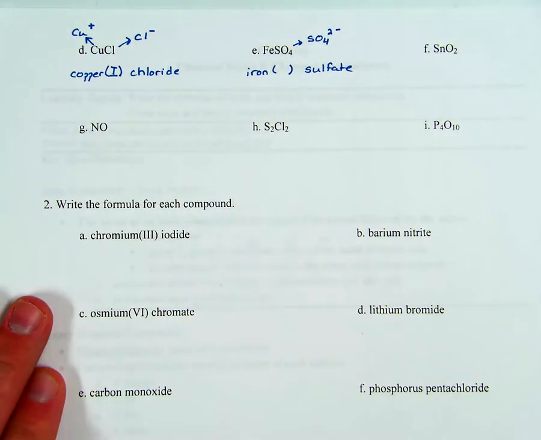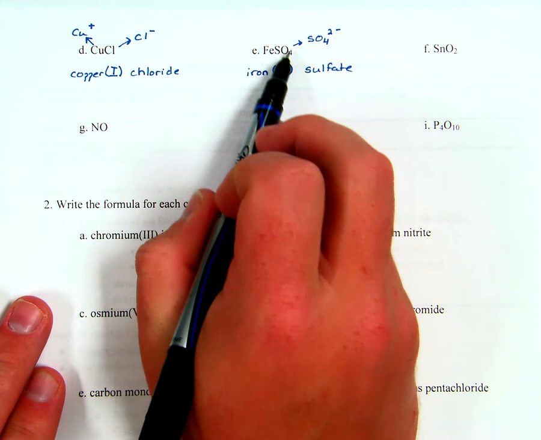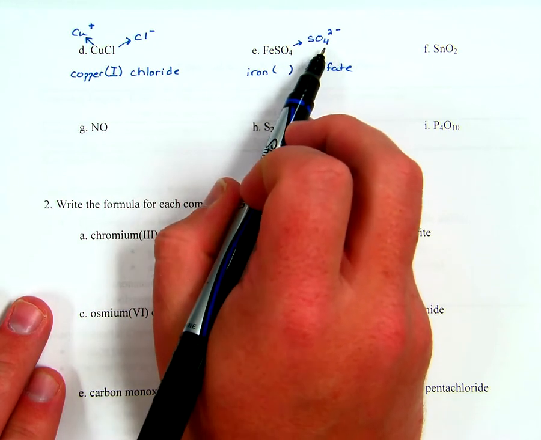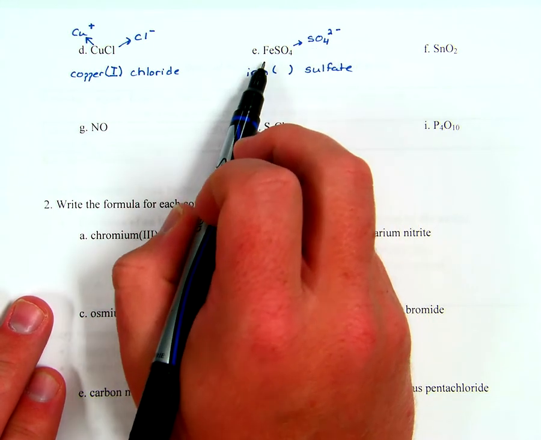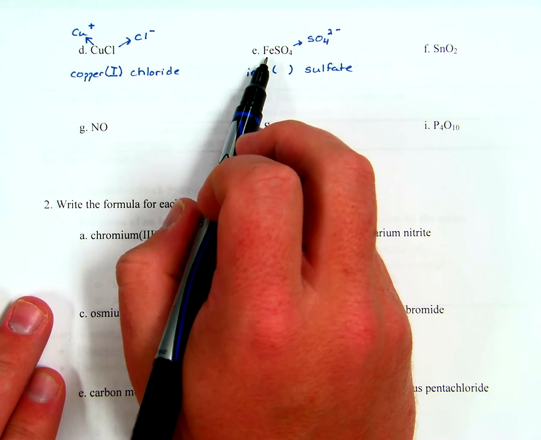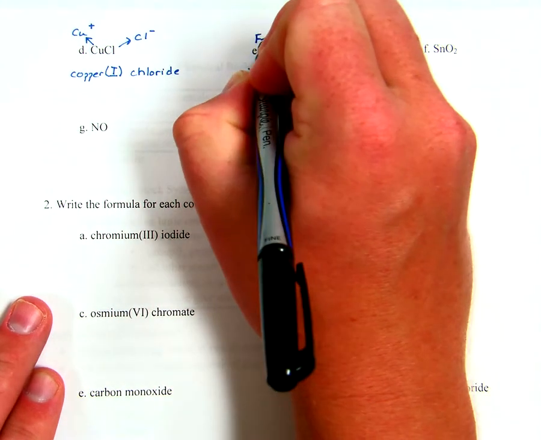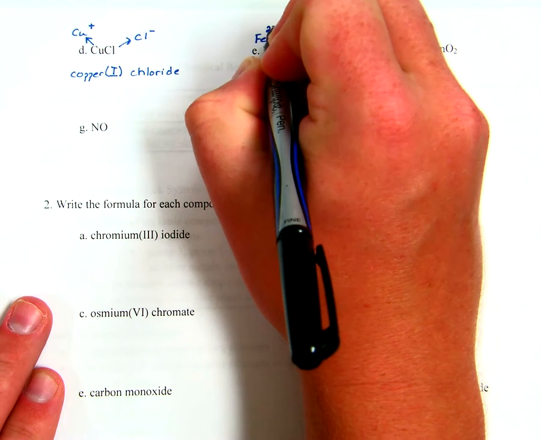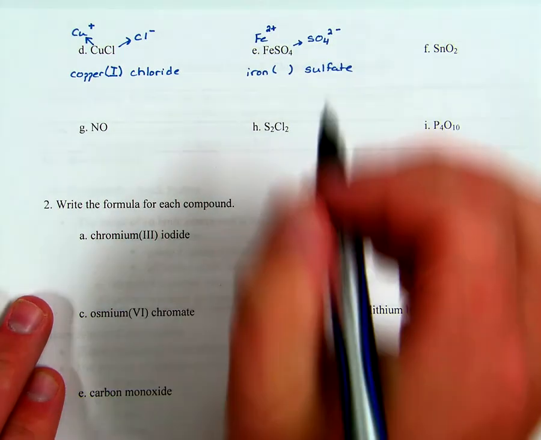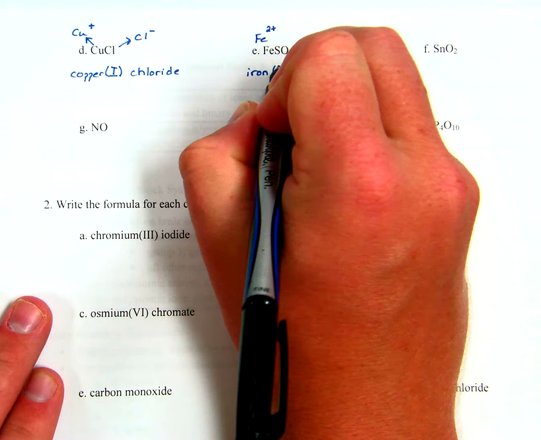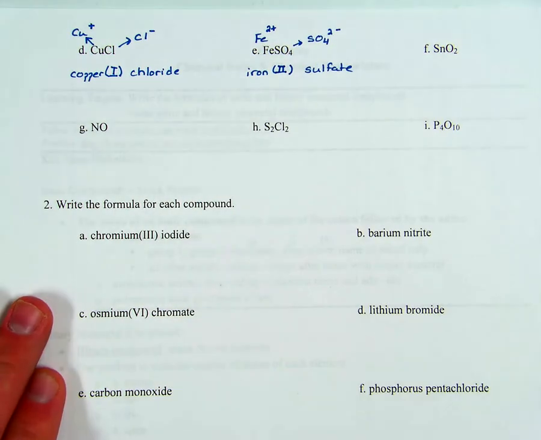Now remember, that is all just one ion. There's not 4 ions there, that's only one ion. And I can see we have just one iron, so the iron must be 2+ in order to balance with the sulfate. So this would be iron(II) sulfate, the name of the compound.